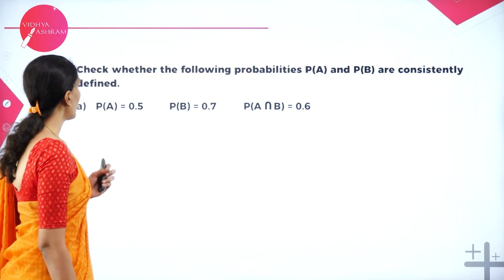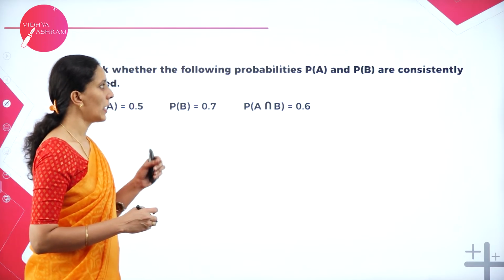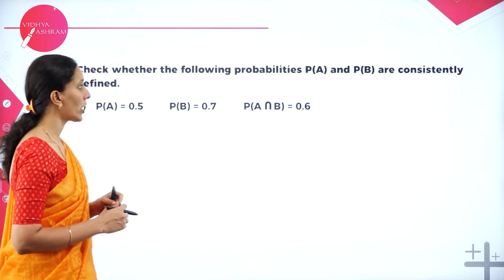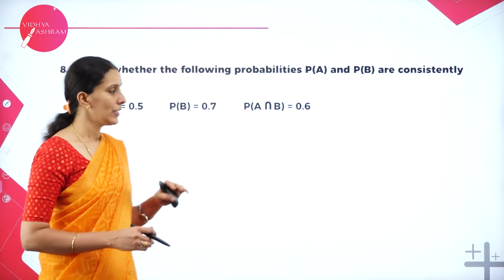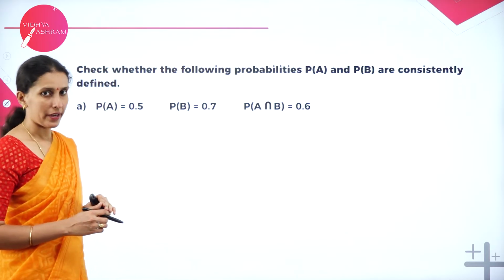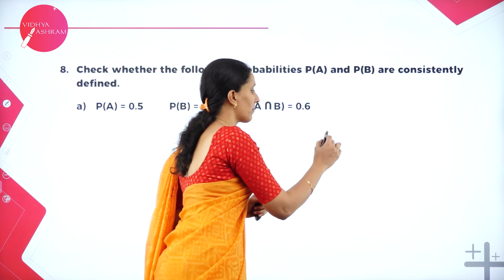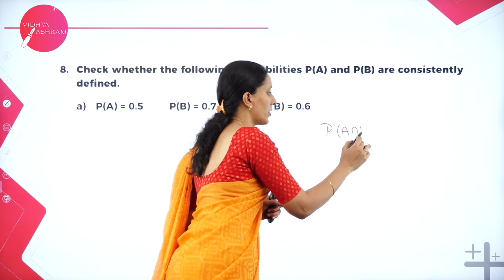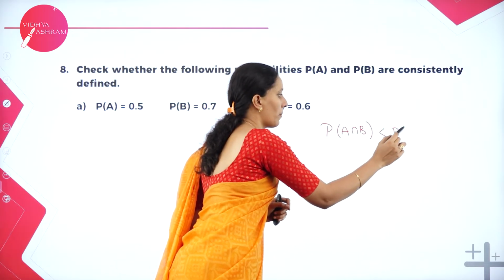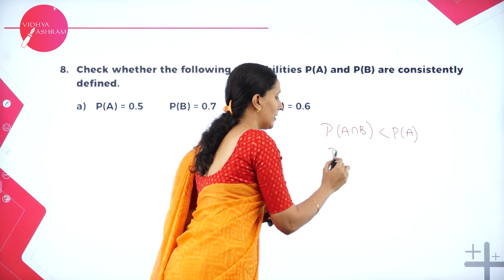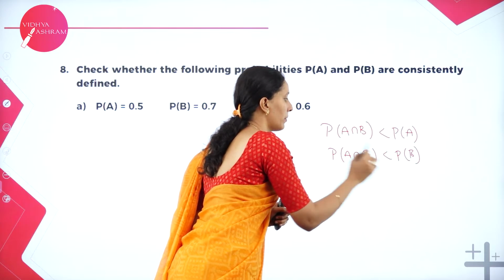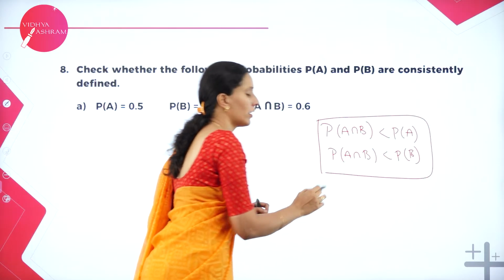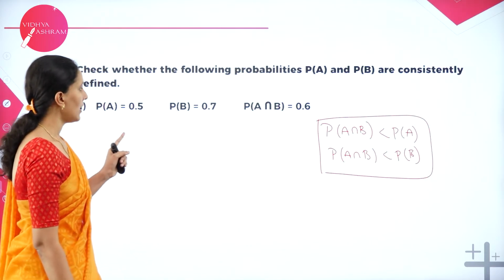Next one, check whether the following probabilities P of A and P of B are consistently defined. How to check whether the values are consistently defined? The condition is, if P of A intersection B is less than the probability value of A and P of A intersection B is less than the probability value of B, then they are said to be consistent. So let's check here.